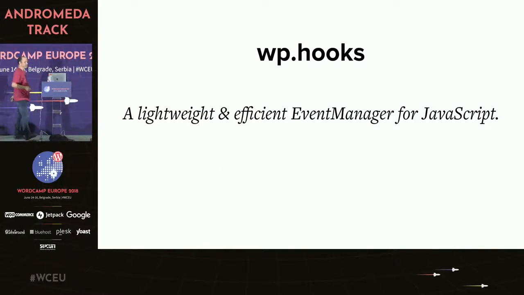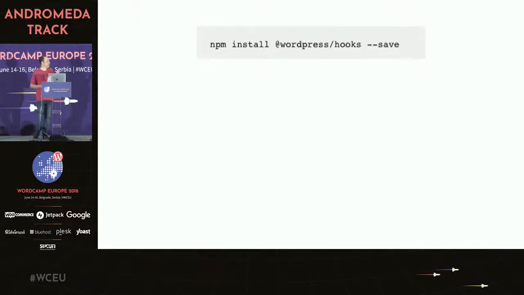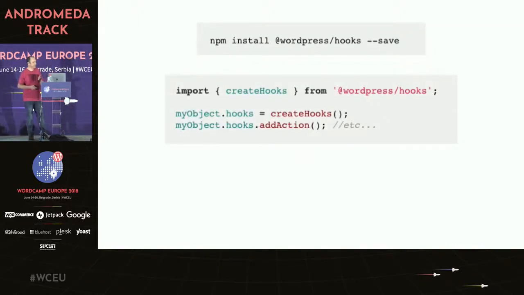WP hooks. This is a kind of experimental API currently in Gutenberg, and it aims to be the equivalent of the PHP hooks that we have in WordPress. So again, you can add this to your own project by importing it from npm. And you can add hooks to your plugin by using create hooks and add a hook object that you can then use to apply hooks anywhere inside your code base and make your code base more extensible.